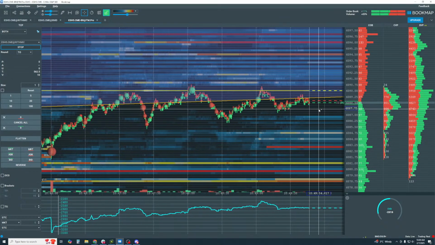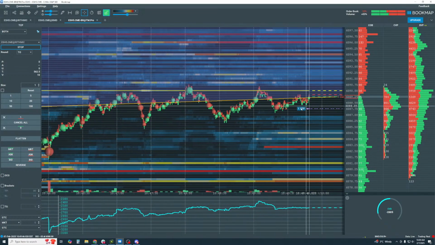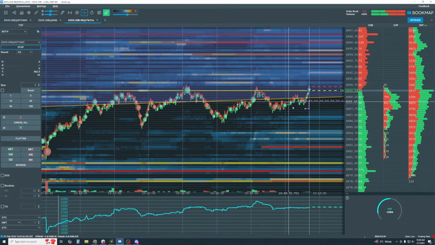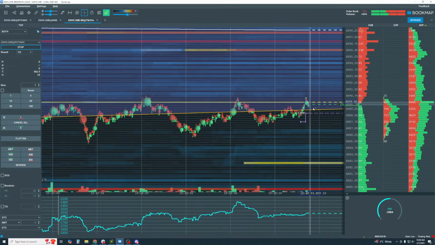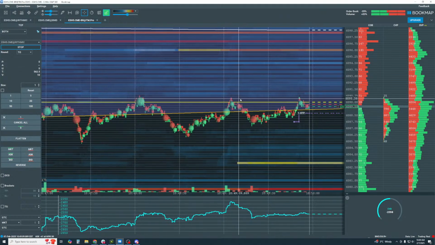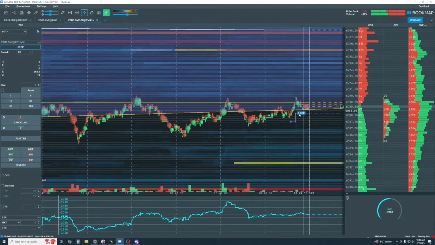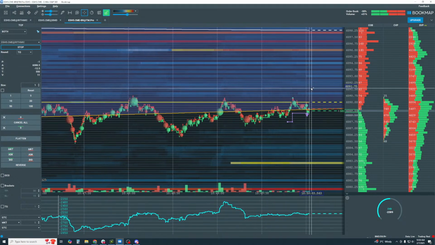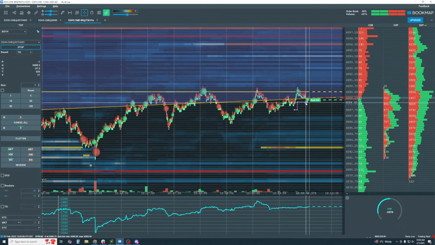Okay? And we can start to look for even placing orders in here. Maybe we'll see if this is a false breakout here, or just a test of the range up here, and then we'll see if we can get sellers to come in. All right, so now we're filled here.